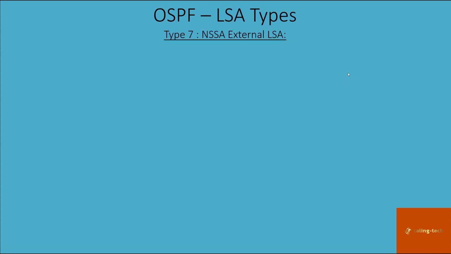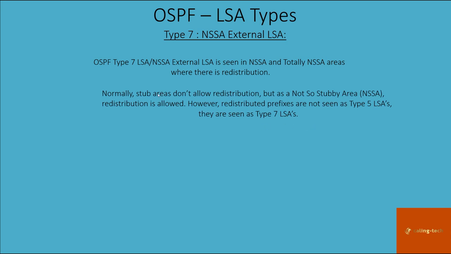Again, as per OSPF Type 6 LSA, we'll do a very, very quick look at a Type 7 LSA, which is the NSSA external LSA. So the OSPF Type 7 LSA, NSSA, which is a not so stubby area, external LSA, is seen in not so stubby areas and totally not so stubby areas, where there is redistribution. So normally, stub areas don't allow redistribution, but as a not so stubby area, redistribution is allowed.